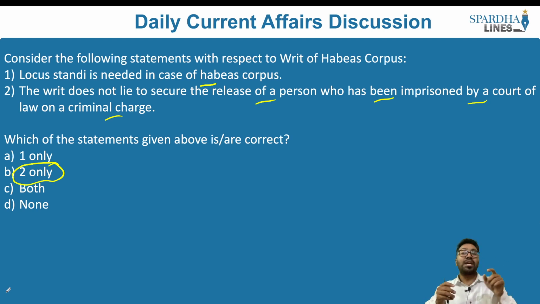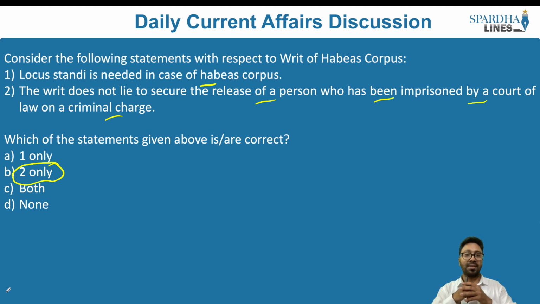Why? That is because despite a person having no connection, if he feels that there is a procedure violation, if he feels that a person is not produced before the magistrate or before the court within 24 hours, they are violating the procedure established by law. In that case, they can just ask the person to be produced, and that is where locus standi is not required. So the first statement is wrong.